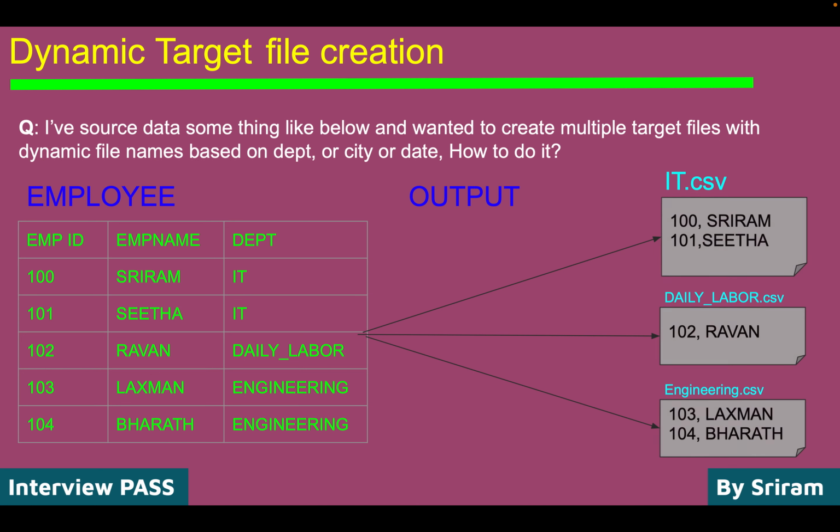One is the IT CSV file, and the daily labor CSV file, and the engineering CSV file. The first 2 are IT department, so that's why the file has the IT people. And after that, Ravan is daily labor here, and Lakshman and Bharat are in engineering. So the 3 files have been created from this mapping or session that we are going to create. Let us see the steps of this mapping.